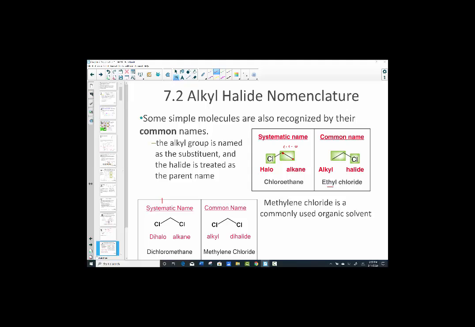Here's another example. The IUPAC name, the systematic name, would be dichloromethane, but you might also call it methylene chloride. Methylene chloride, see how there's just one carbon there? And oftentimes chemists in the lab will use methylene chloride as a common solvent. So just think about what that looks like. You've got 2 H's and 2 Cl's on a carbon. That's called methylene chloride or dichloromethane.